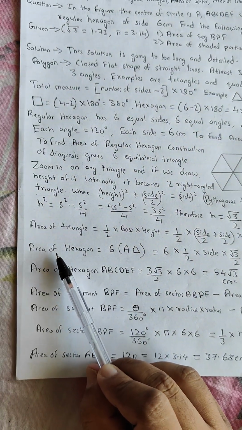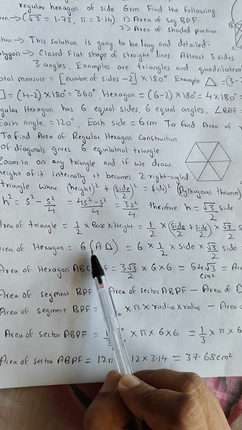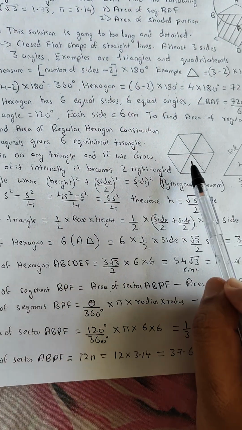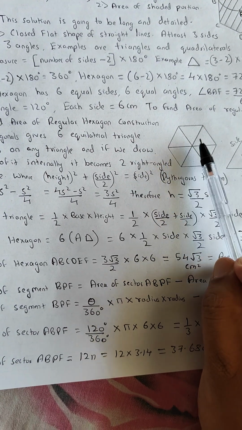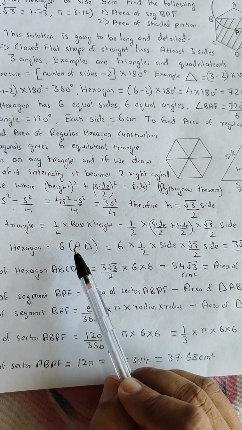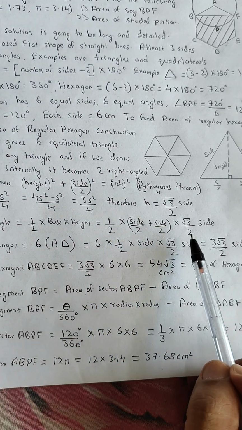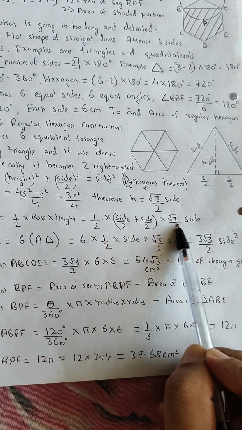Now area of hexagon equals 6 into area of such triangles. We can clearly see in the hexagon 1, 2, 3, 4, 5, 6 triangles are there. So we are going to multiply 6 into area of such triangles. We are going to multiply 6 into this particular formula.